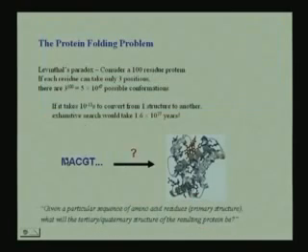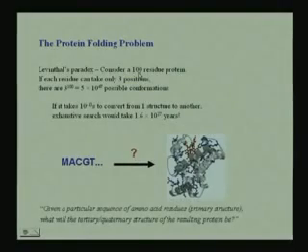Now, I am going to mention something about this, because this is a very current topic of research, which is called the protein folding problem. Just consider this. If you have a 100 residue protein, what does that mean? It means you have 100 amino acids in your polypeptide chain.